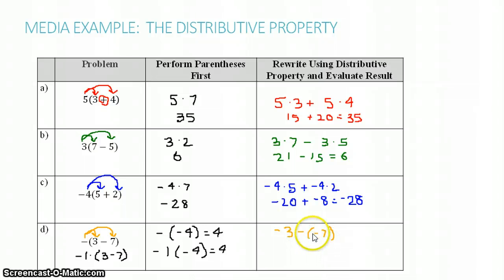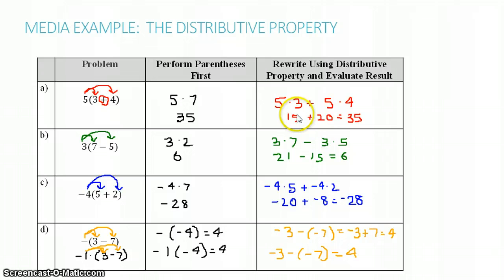so we take the opposite of 7. And this is negative 3. Subtracting a negative is the same as adding a positive. Negative 3 plus 7 equals positive 4. If you'd like to think of this as distributing a negative 1 by multiplying, negative 1 times 3 is negative 3, minus negative 1 times 7 is negative 7, and notice we get the same result, which is 4.